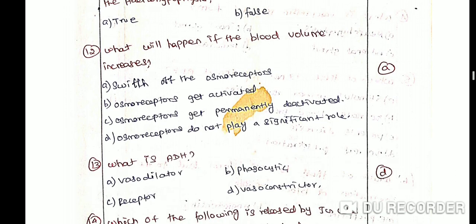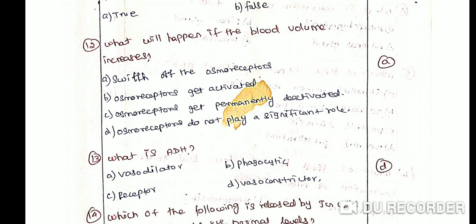Next question. What will happen if the blood volume increases? Option A switch off the osmoreceptors, option B osmoreceptors get activated, option C osmoreceptors get permanently deactivated, option D osmoreceptors do not play a significant role. The correct answer is option A switch off the osmoreceptors. Explanation. An increase in the body fluid volume or the blood volume can switch off the osmoreceptors and suppress the ADH release to complete the feedback.